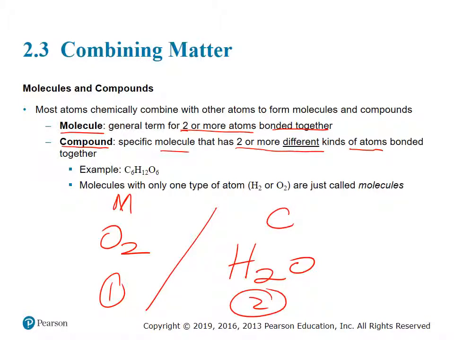And why? Because it's two or more different atoms. You have an H and an O. We have at least two there, but we actually have three, right? Two H's and one O. That's a compound. Okay.